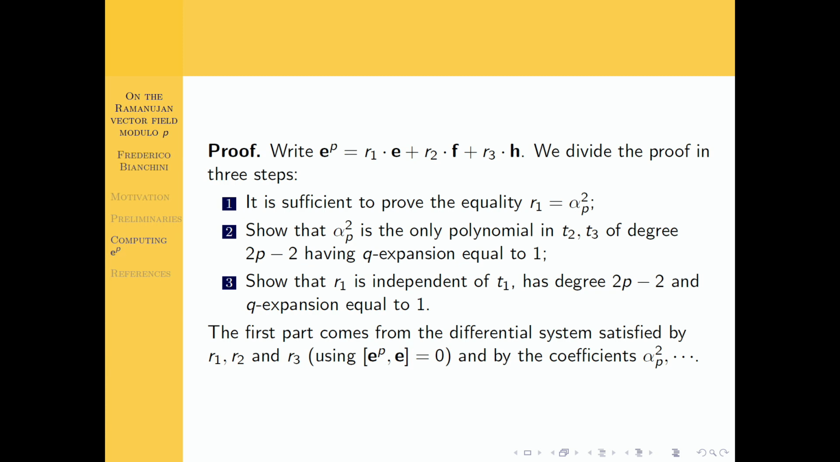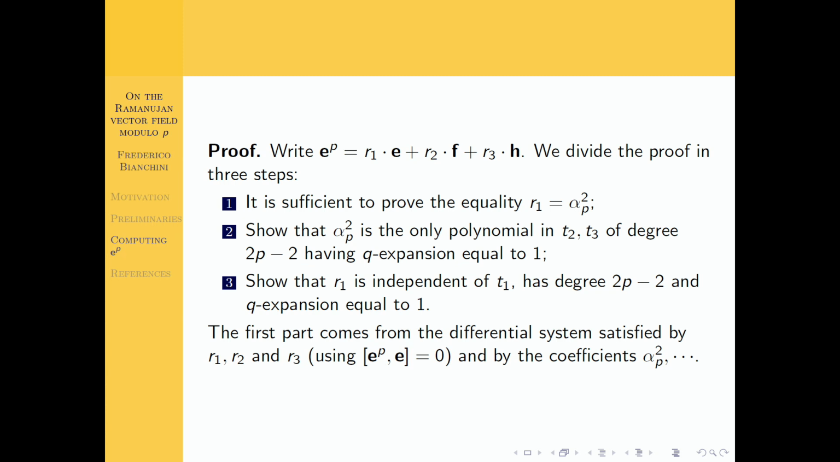The first part comes from the differential system. Okay, so using that EP commutes with E, we get that differential equation. We know that alpha P plus beta P plus T1 alpha P satisfies it.